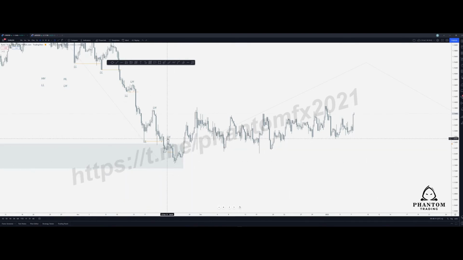So here we get the change of character. It takes the low and it takes the high. This lower high has now failed, so the expectational order flow is now shifted. This is something that we have to keep in mind. Price comes down, we get a pullback, but we fail to create a lower low. Instead, price pushes to the upside, and we now get a higher high.